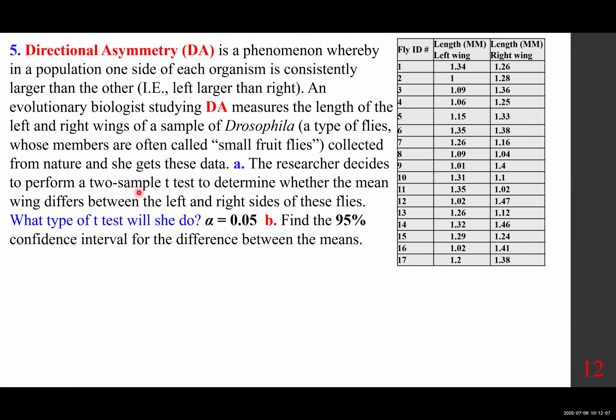Part A: the researcher decides to perform a two-sample t-test to determine whether the mean wing length differs between the left and right side of these flies. What type of t-test will she do? Actually, it's mentioned here. I'm going to go over that concept with alpha 0.05, of course, and then find the 95% confidence interval for the difference between the means.